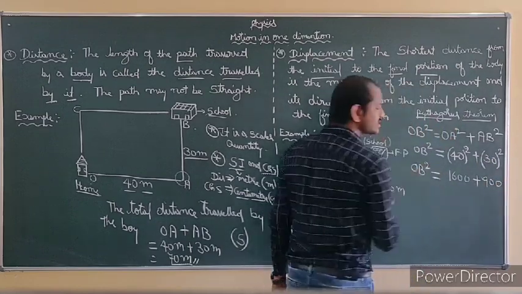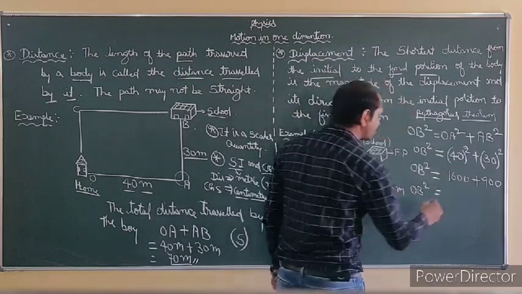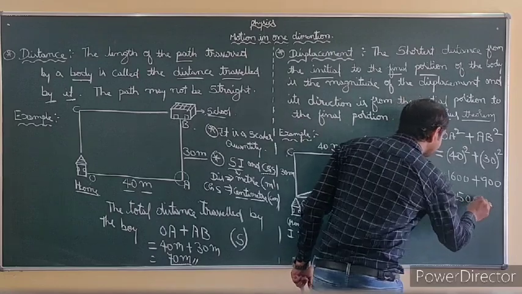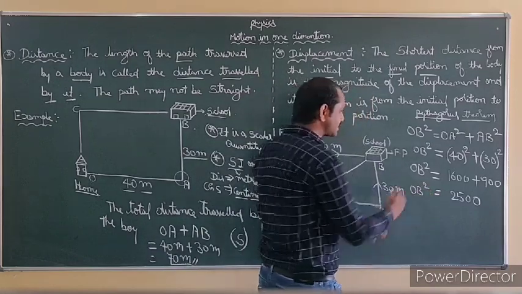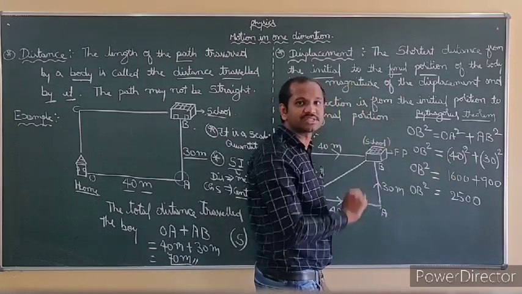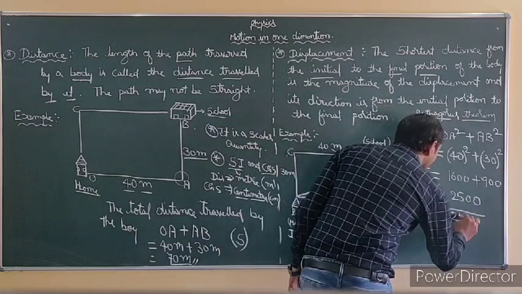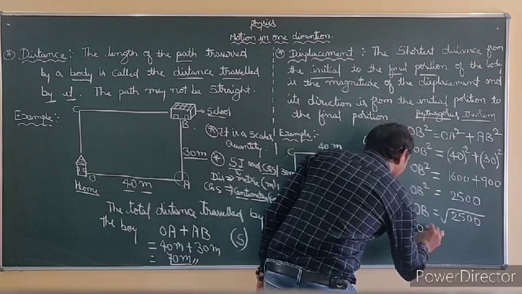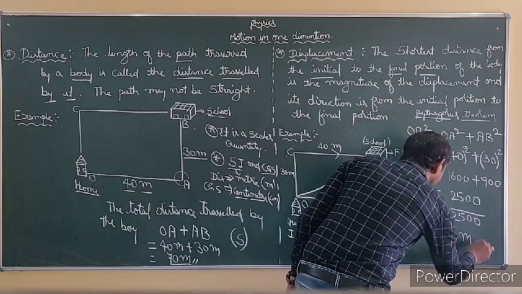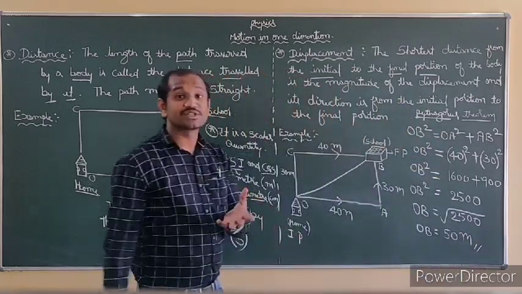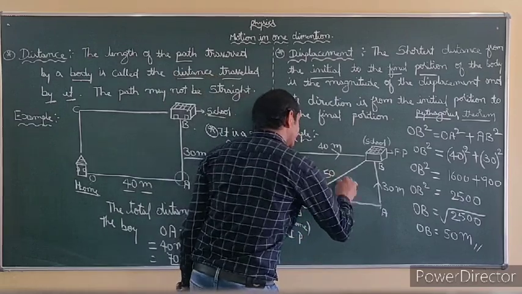This is OB square. Now we have OB square is equal to how much? 2500. But if you have a square root on your LHS and you shift it towards the RHS, it becomes square root. So we have OB is equal to square root of 2500. What is the square root of 2500? It is nothing but 50 meters. Did you understand? Now what was your displacement in this case? Displacement is nothing but 50 meter.